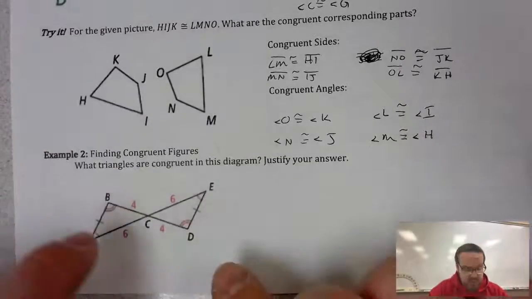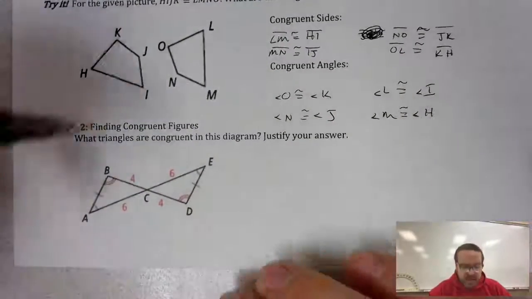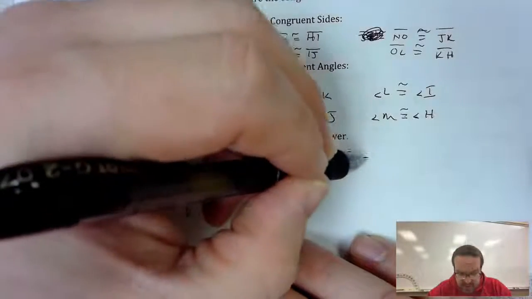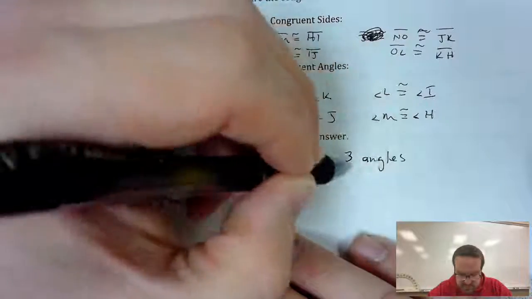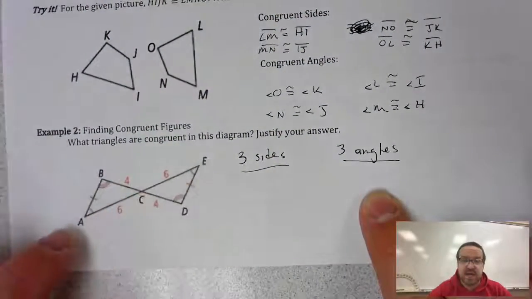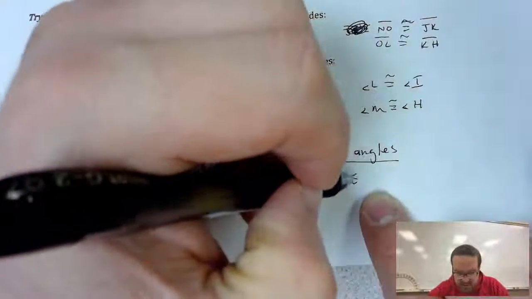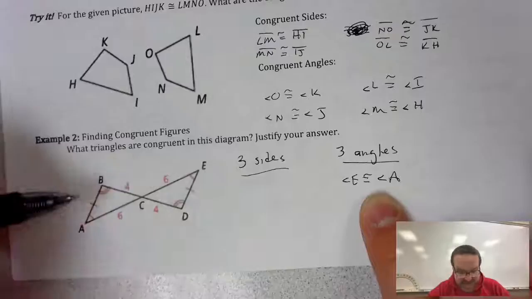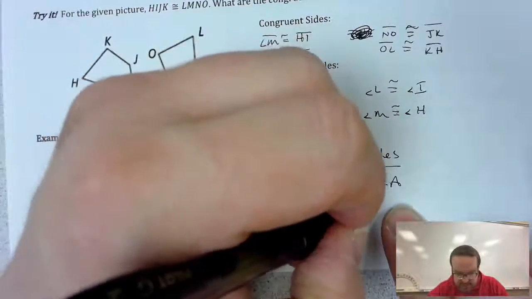We got two triangles here. We need to show that three sides are congruent and three angles. So let's see if we can do this here. Angles. Let's just start with angles. Looks like E and A are congruent. Angle E congruent to angle A. Angle D and B are congruent. Angle D is congruent to angle B.